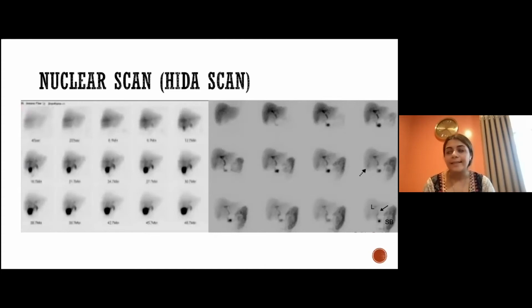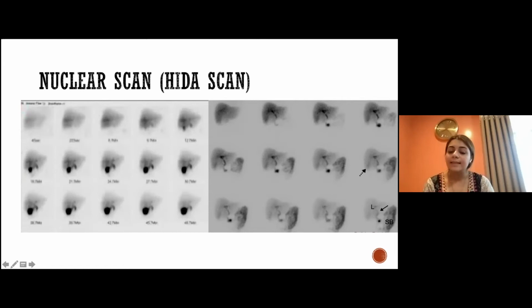The way a HIDA scan is done is the patient is given an IV injection of Syncalide, which makes your gallbladder contract and empty. You're also given other drugs like morphine at times to make your gallbladder visualize more, and the gamma camera is positioned over your abdomen to take pictures of the tracer as it moves through the gallbladder, and it will pick up the stones, as you can visualize here.